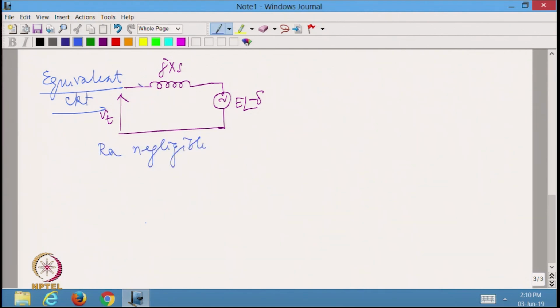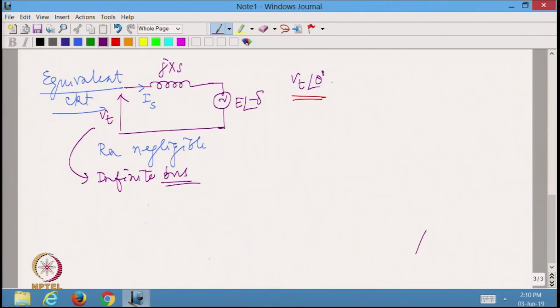Now, if it is a motor, I am going to have the current flowing from here towards the induced EMF side. So, this is the stator current Is. If I try to write the equation, I should write Vt angle 0, especially if I am assuming that this is connected to an infinite bus. I am going to assume that the voltage is my reference vector. So, I can write that as Vt angle 0 without any problem.